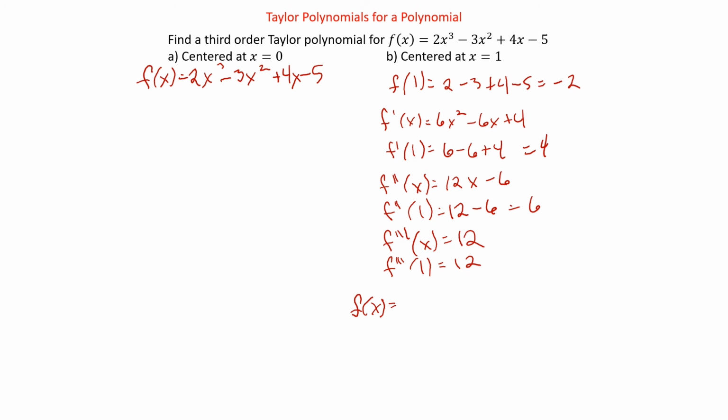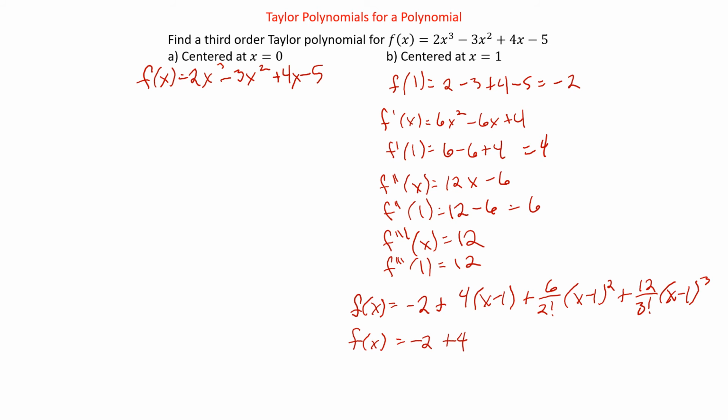So we can plug this in. f of x will equal the first one, so negative 2, plus the second one was 4 over 1 factorial times x minus 1, plus 6 over 2 factorial times x minus 1 squared, plus 12 over 3 factorial times x minus 1 cubed. We can simplify that just a little bit. Negative 2 plus 4 times x minus 1, plus 2 factorial is 2, so this will be 3 times x minus 1 squared, plus 3 factorial is 6, so that's going to be 2 times x minus 1 cubed.